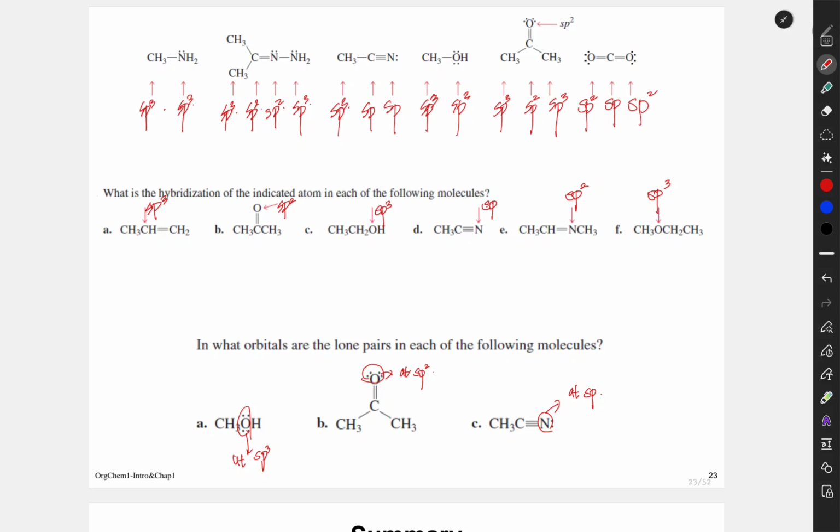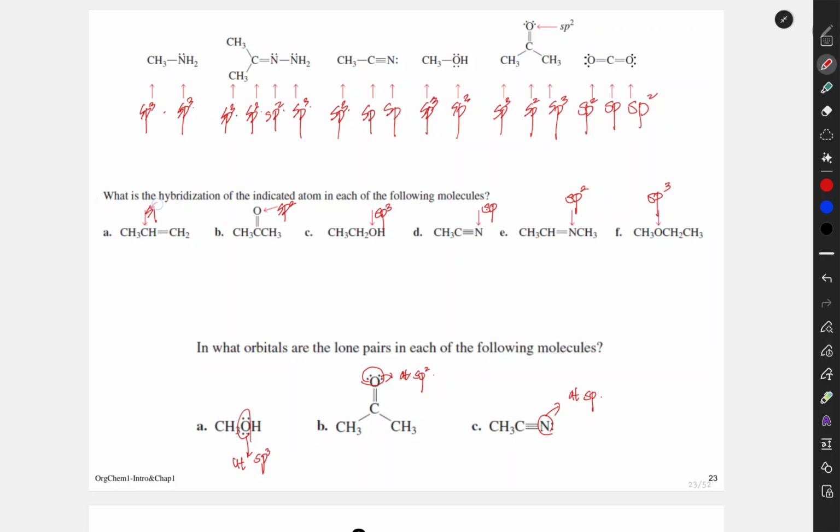What is the hybridization of the indicated atom? This carbon. This carbon has a single bond with carbon and hydrogen, and 1 double bond with the carbon next to it. And there is no lone pair. It has 3 arms. So this carbon must be sp2 hybridized.